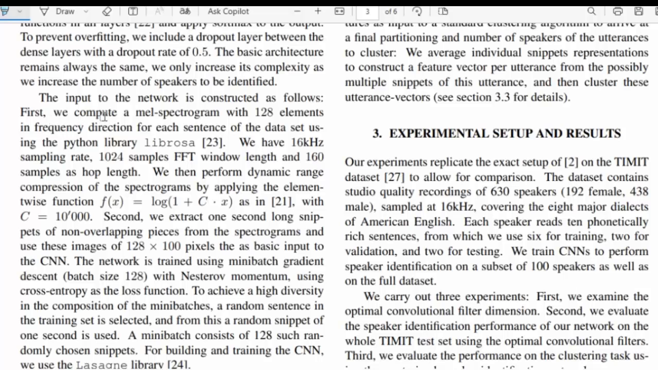So the input of the network is constructed as follows. We computed a Mel spectrogram with 120 elements in the frequency direction for each sentence of the dataset in the Python library Librosa.